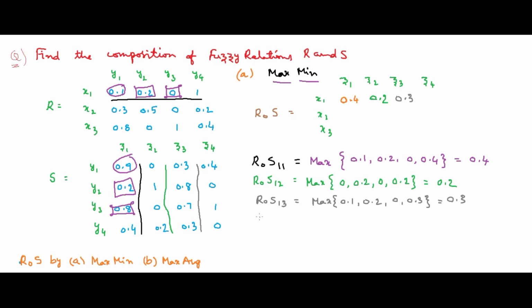So similarly, let me find one more thing. It is (1,4), which is equal to the maximum of... so (1,4) means x1 and z4. Minimum of 0.1 and 0.4 is 0.1, minimum of 0.2 and 0 is 0, minimum of 0 and 1 is 0, minimum of 1 and 0 is 0. So finally the maximum of 0.1 and 0 is 0.1. The value will be here.